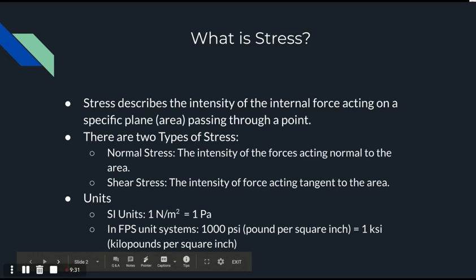And even though it's not a very common subject, we really deal with these forces on the daily, to be honest, whether it be in school or in mechanics of materials. But stress describes the intensity of the internal forces acting on a specific plane passing through a point. And there are two types of stress, one being the normal stress, the other being the shear stress. The normal stress would be the stress acting tangent to the surface of an object, and the shear stress would be acting along the surface of an object.